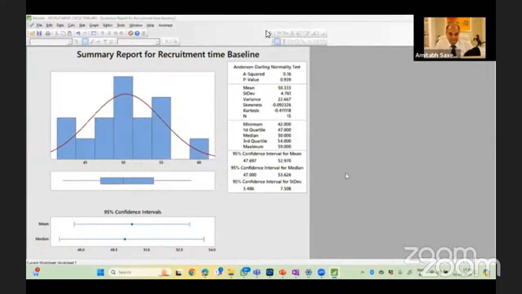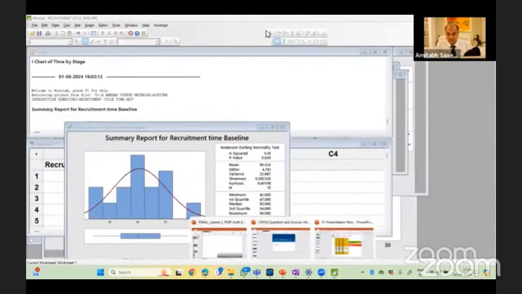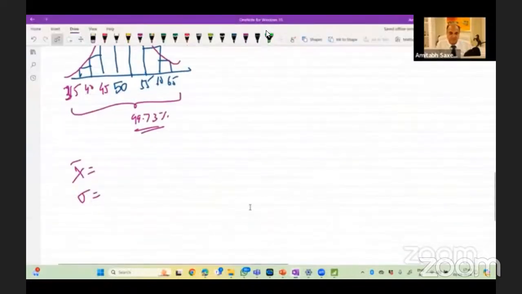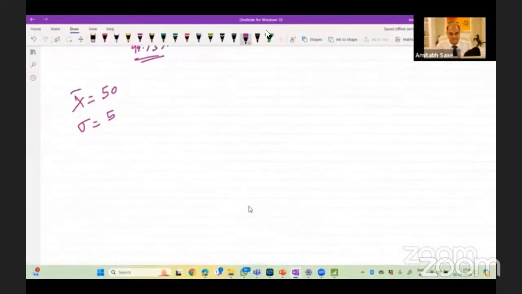Now I have got an average, I have got a standard deviation. Now what to do with this? Again, going back to Mr. Gauss, he found, let's say here it was 50 days and a standard deviation of 5 days. Mr. Gauss found that for all the processes, now it is a theorem. Theorem means it is applicable to all the processes.